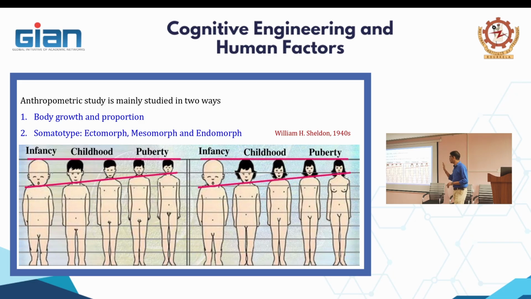Another part is the somatotype. Somatotype is nothing but the body type or body dimensions, based on the physique of the body, how a human being looks. Based on that, a classification has been done: ectomorph, mesomorph, and endomorph. The scientist William S. Sheldon, in the 1940s, first used this terminology called somatotype.